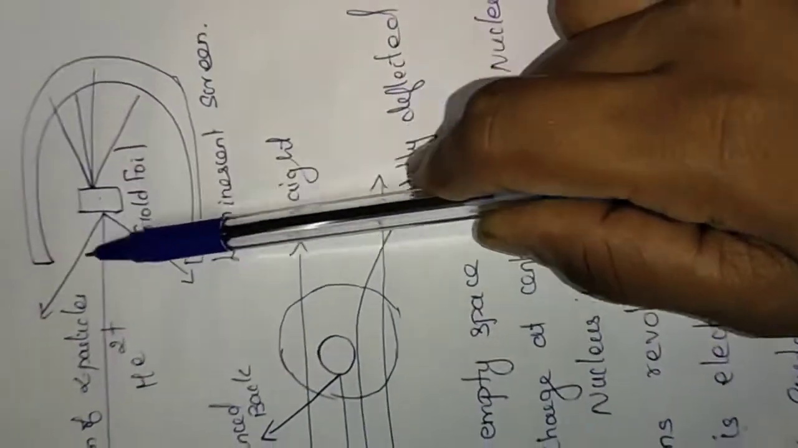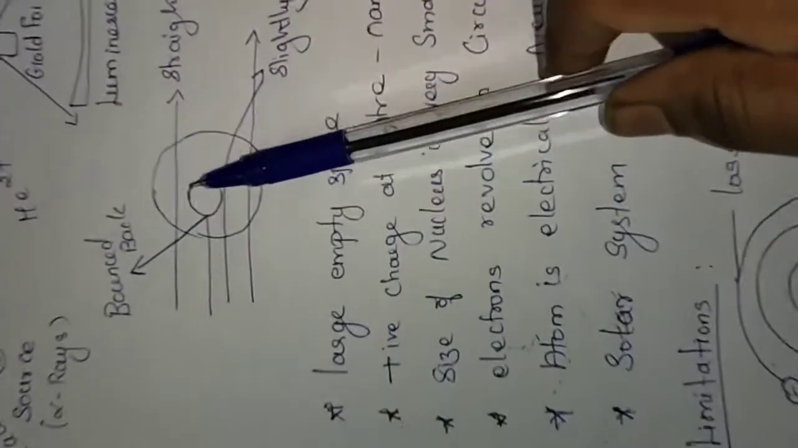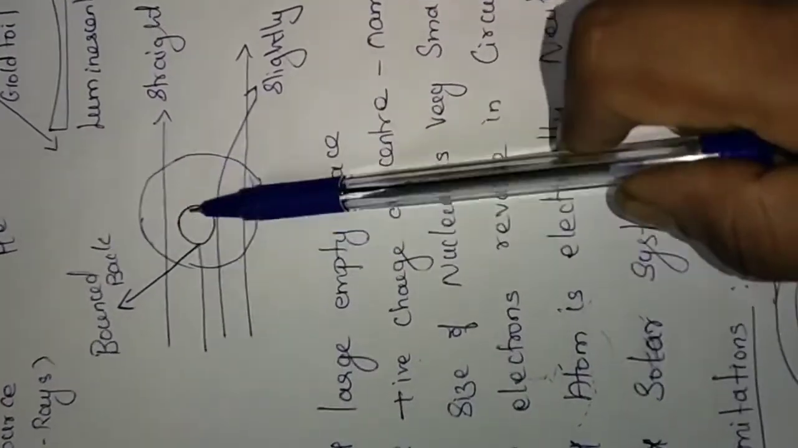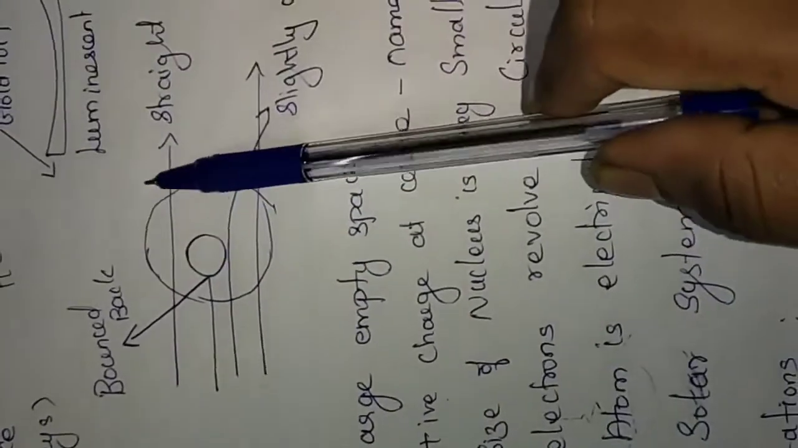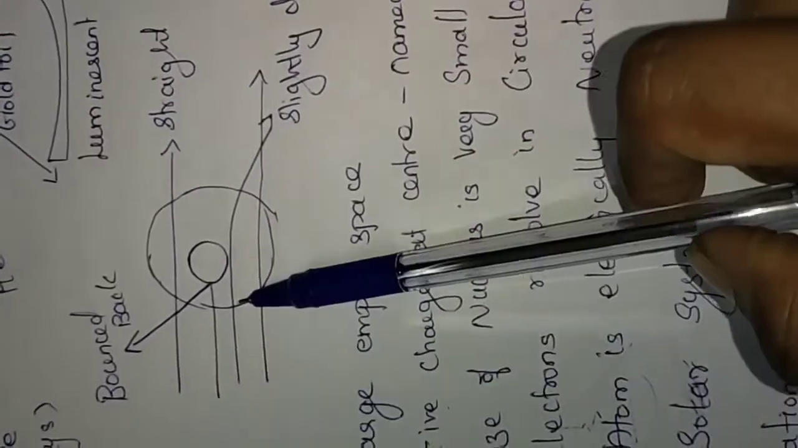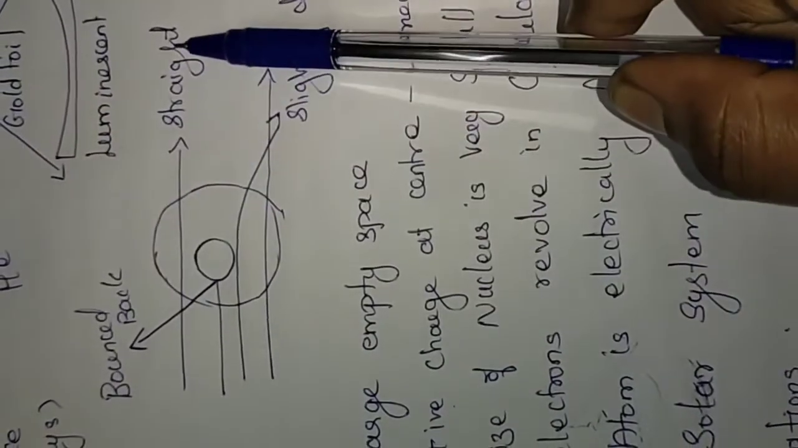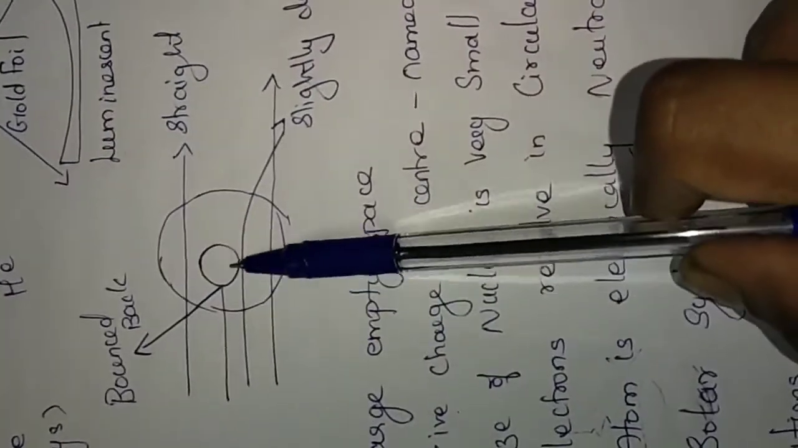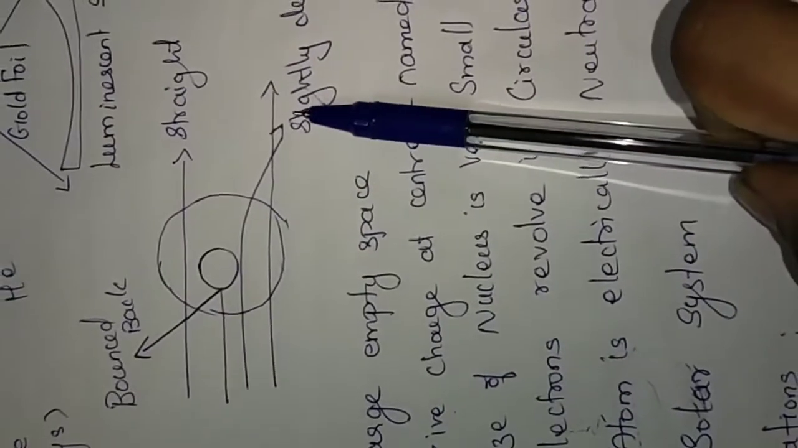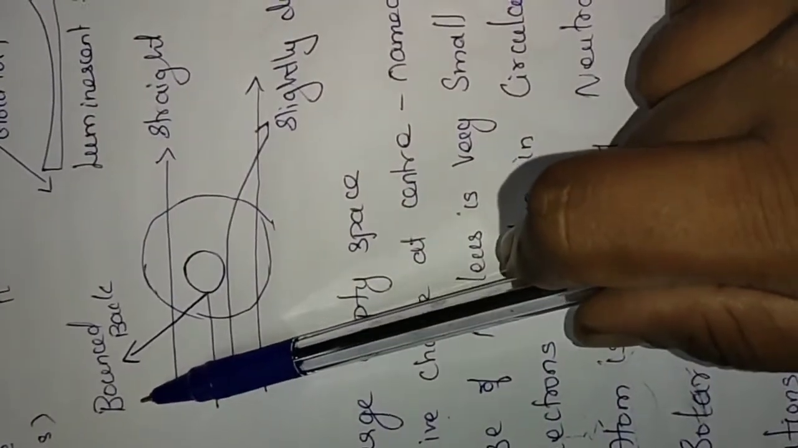Okay, and what happens in this gold foil when the alpha rays strike? That we can see in this diagram. Consider this is the atom present in the gold foil. These are the alpha particles coming towards the atom. Some alpha particles pass straight through the empty space present in the atom. Some get deflected. Some bounce back.